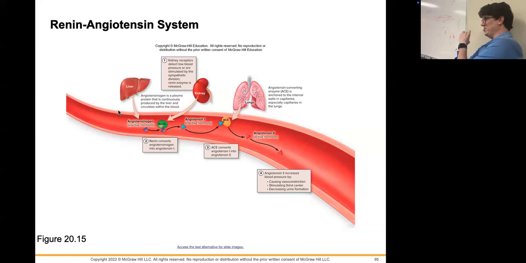Aldosterone stimulates our thirst center, so you drink more water. So not only are you taking in more water, you're getting rid of less. So you're increasing blood pressure again. So we're constricting vessels, increasing blood pressure. We're stimulating thirst, so we're taking in more water, increasing blood pressure.